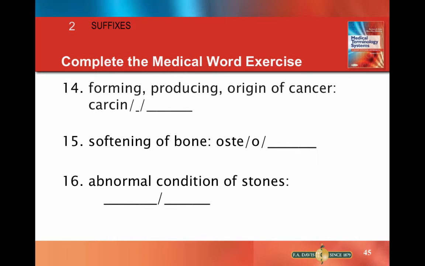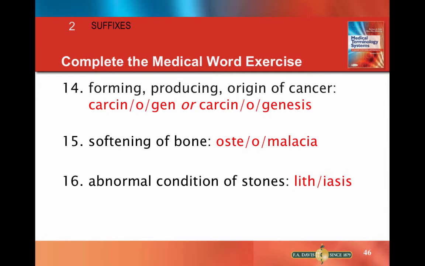Forming or producing an origin of cancer, softening of the bone, and abnormal condition of stones. Forming or producing the origin of cancer would be carcinogen or carcinogenesis. Softening of the bone, bone is osteo, remember, osteomalacia. Abnormal condition of stones, lithiasis. Remember, stone would be like a kidney stone or a gallstone.